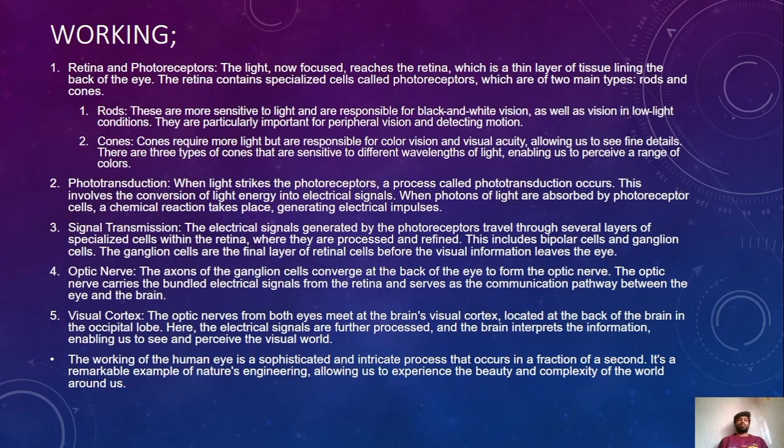Retina and photoreceptors. The light now focused reaches the retina, which is a thin layer of tissue lining the back of the eye. The retina contains specialized cells called photoreceptors, which are of two main types, rods and cones.